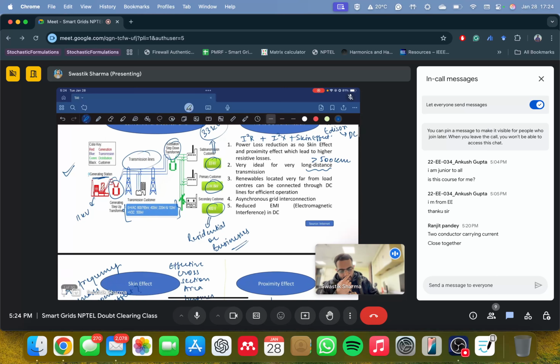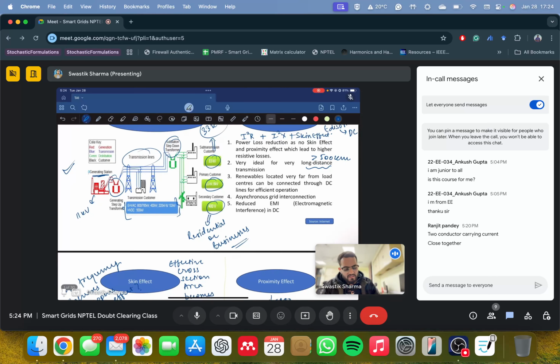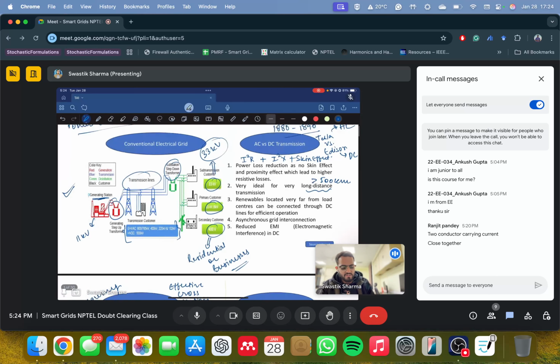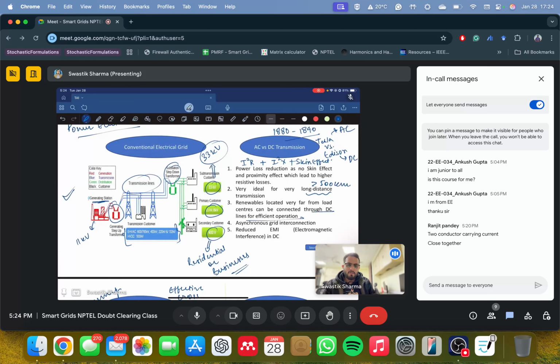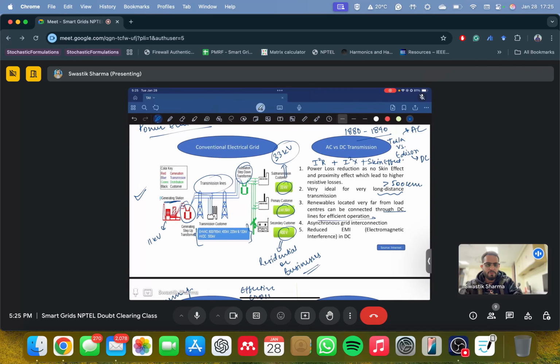Now, renewables that are located very far from load centers can be connected through DC lines for efficient operation, right? Renewables are already very intermittent, they are already very variable, right? So you don't want them to experience more.